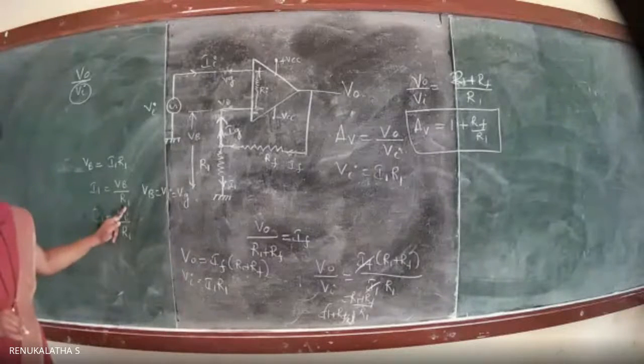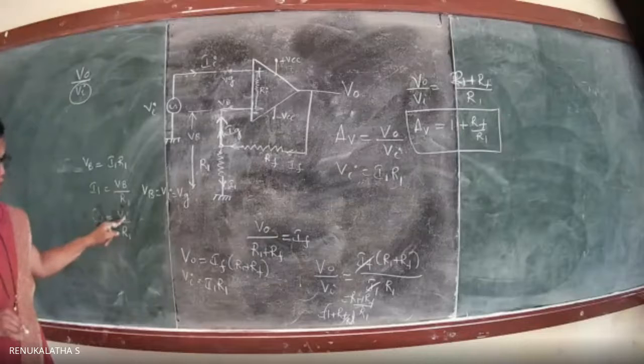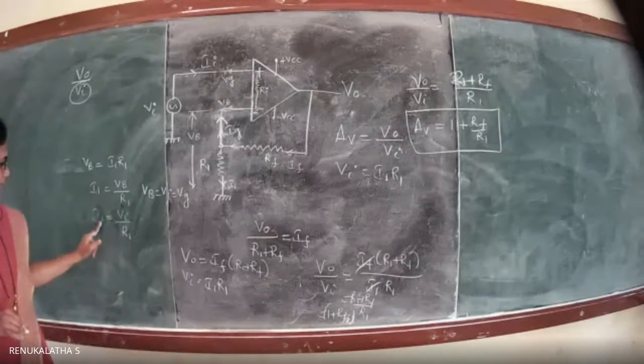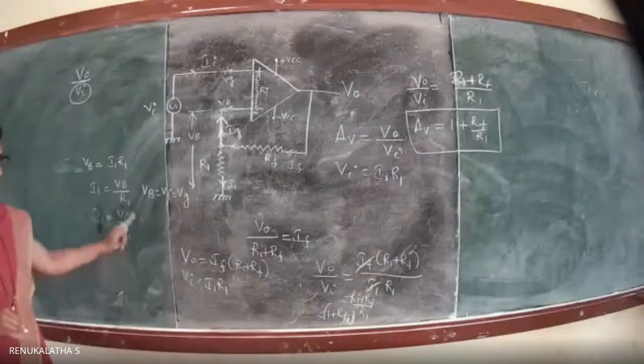I1 is equal to VB divided by R1. As VB is the same as VG, that can also be equal to V1 or Vi. Hence I1 is equal to V1 or Vi divided by R1. So we got I1 here.